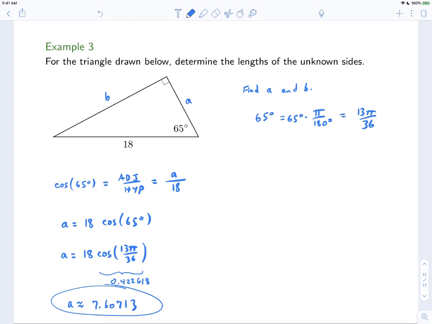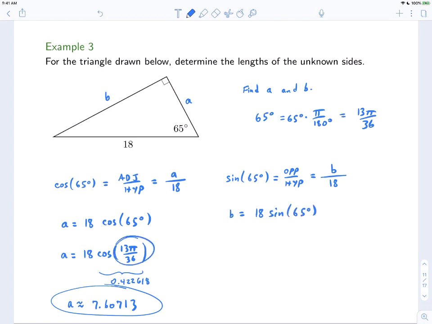In order to get B, we're going to use sine. So sine of 65 degrees is equal to the opposite over the hypotenuse. The opposite side, we don't know the length of that. We're calling that B. That's what we're trying to find. The hypotenuse we do know is length 18. So just multiply 18 over to the other side, and we're going to get that B is equal to 18 times sine of 65 degrees.